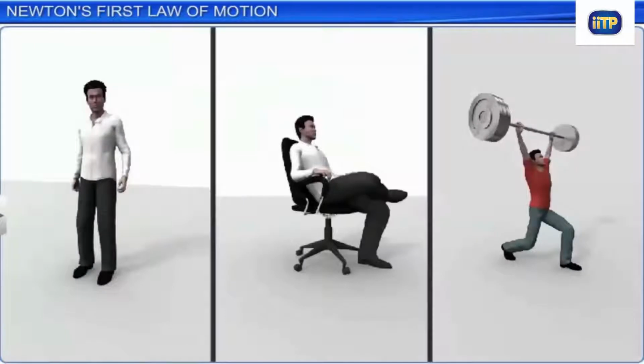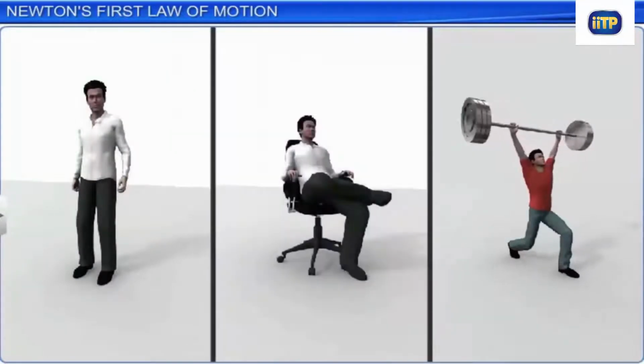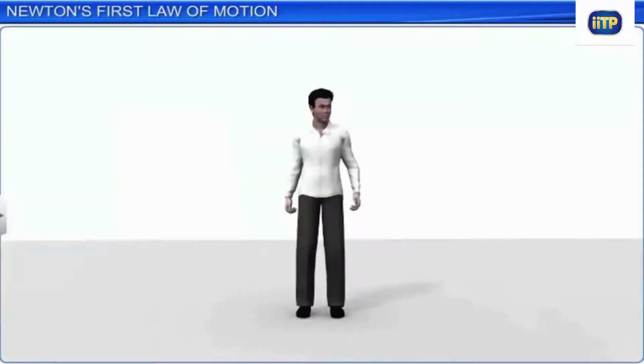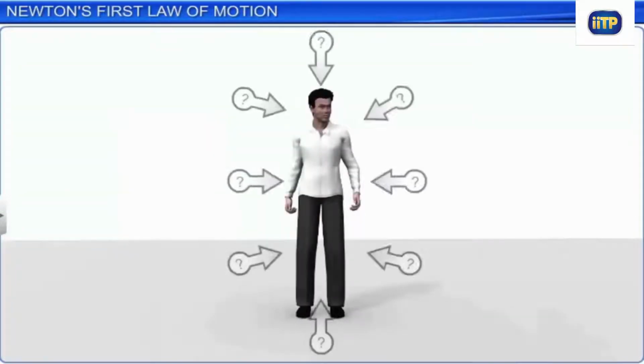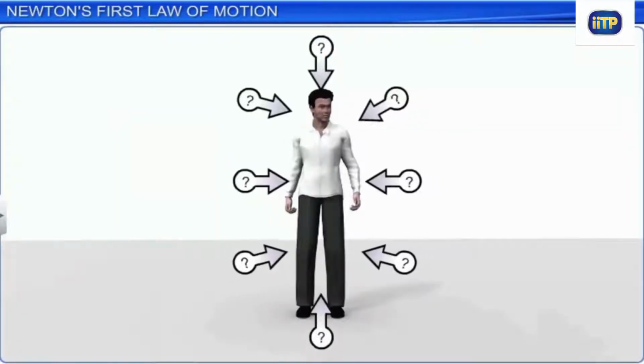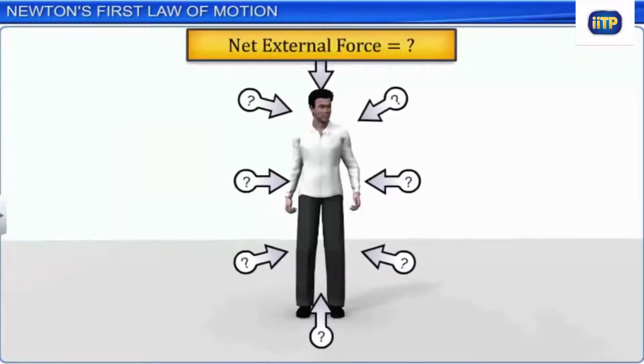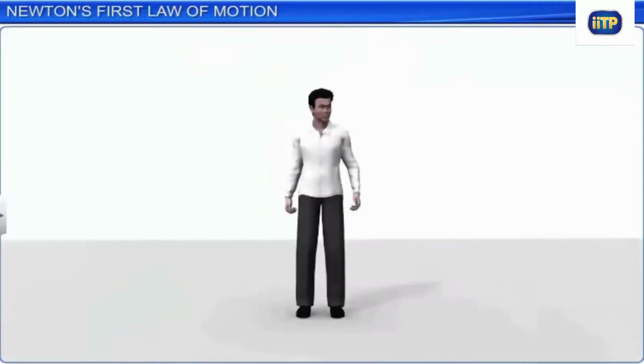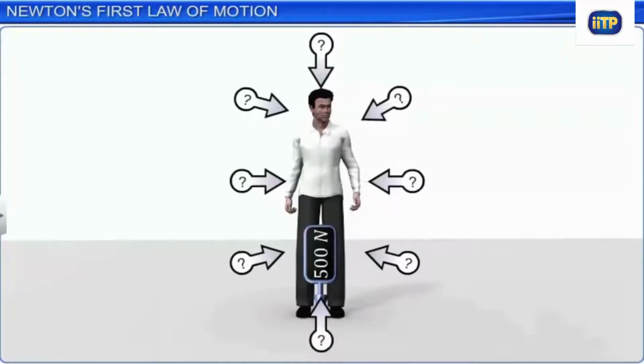Let us apply what you have learnt in this module so far to analyze some day-to-day events. When you are standing on firm horizontal ground, what are the external forces acting on you? What is the net external force acting on you? Let us try to answer the first question. The first thing that comes to mind is your own weight, say 500 Newton. This force acts vertically downwards. Is there any other external force acting on you?